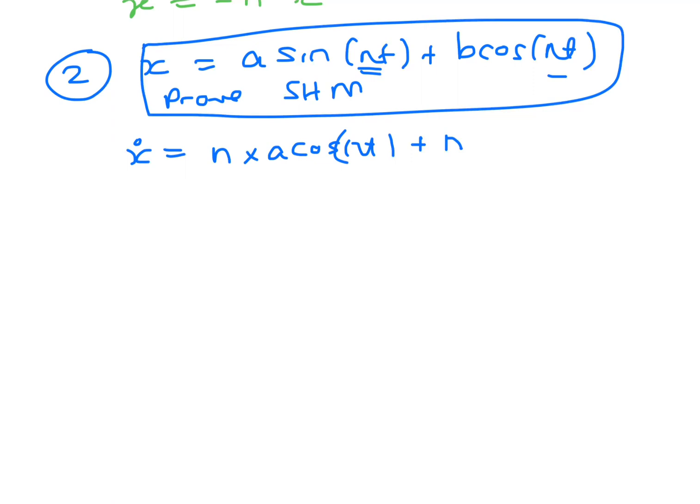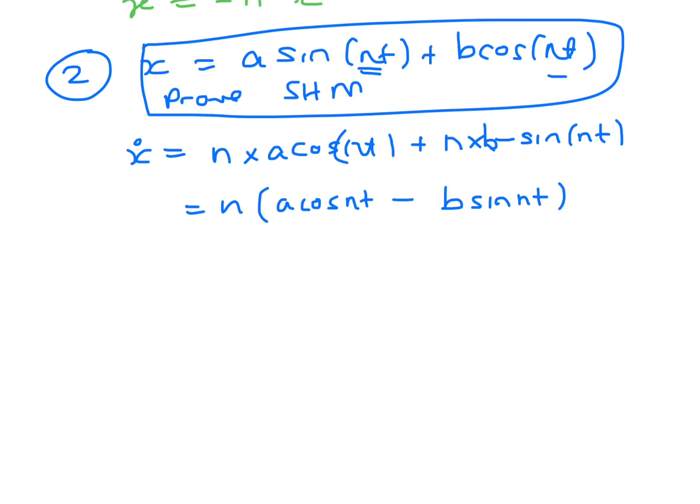So it is n times. Now cos will go to minus sine nt. And let's not forget the b as well. If you look at that, that's just a common factor of n. Sometimes it's actually good just to take that out. That's n times a cos nt minus b sine nt.